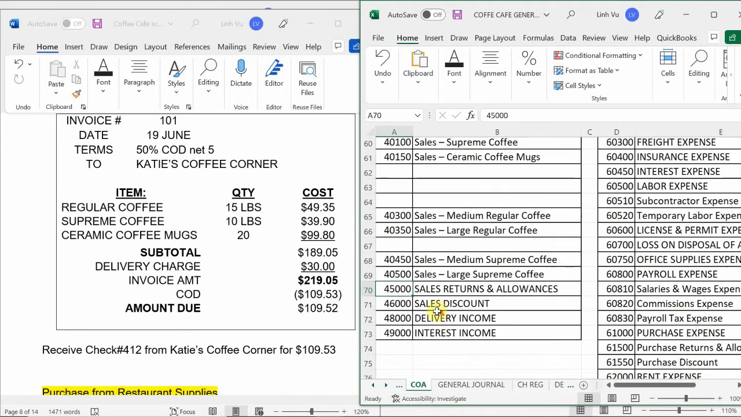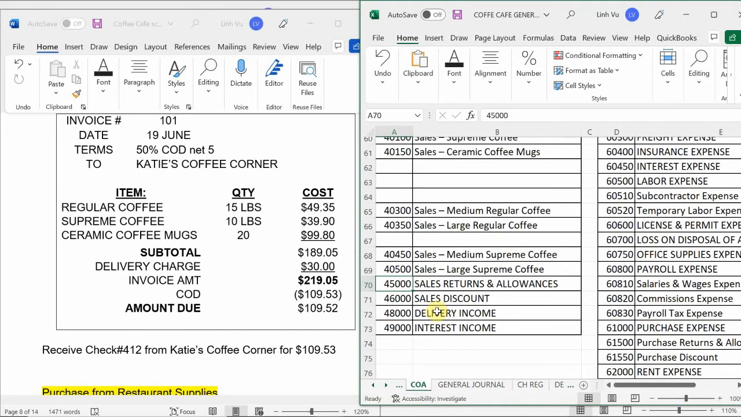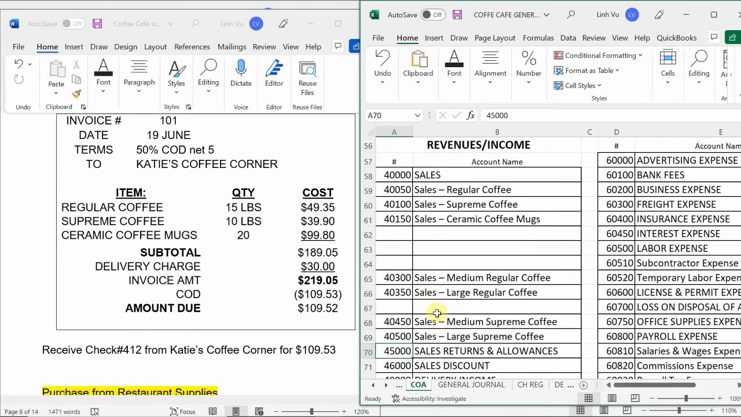What account would I use to represent that? You would do sales. Sales what? Sales regular coffee, sales supreme coffee, and sales for the ceramic mugs. Right, because we're selling to Katie by the pound. So in this case, we're going to use those exact ones that you said. Okay, so starting with 450.